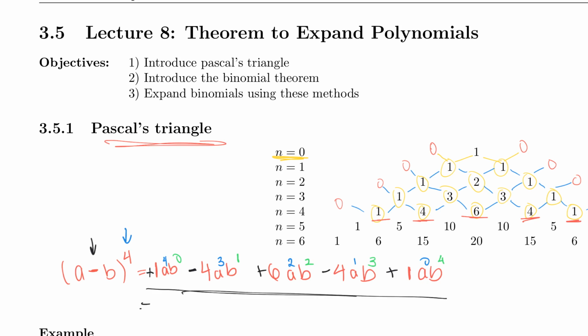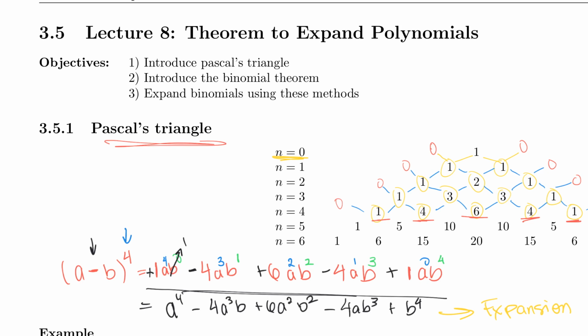The next thing we have to do is just to arrange it a little bit better because b to the 0 is just 1. So we have a to the 4 minus 4a cubed b plus 6a squared b squared minus 4ab cubed plus b to the 4th power. And this will be the binomial expansion.